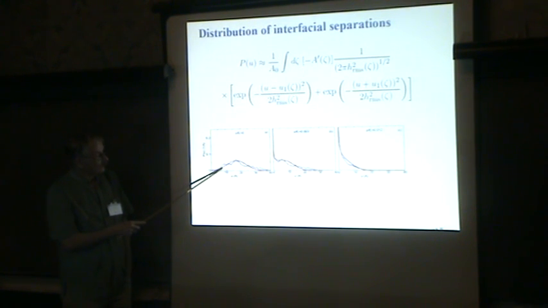These figures show what we have done again in a test. So the blue line is the result of a molecular dynamics calculation. This is the distribution of interfacial separation.